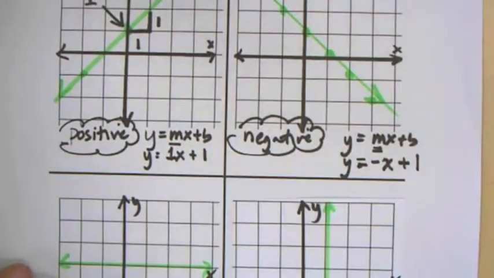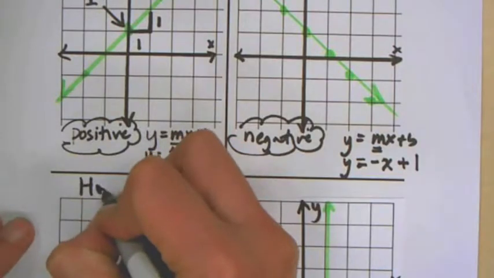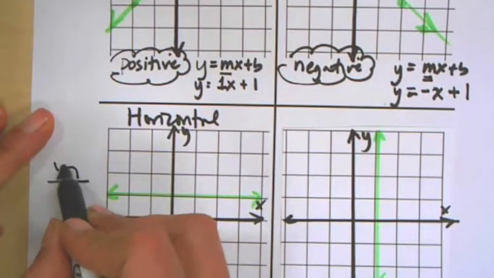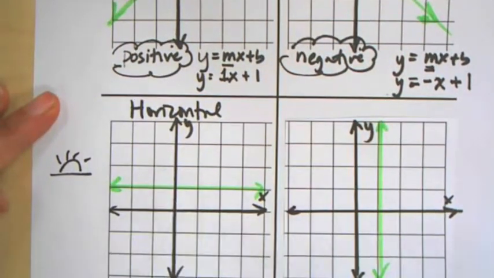Now, you should also be aware of these two cases here where we have a horizontal line. I'm thinking about the horizon, like the sun on the horizon. So that helps you remember that that's a horizontal line.